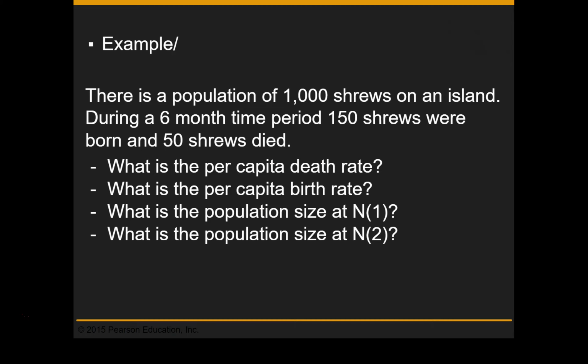So let's look at another example here. There's a population of 1,000 shrews on an island, and shrews have a gestational period of a month typically, but in this case, we're looking at a 6-month period. 150 shrews were born out of this 1,000, and 50 shrews died. So the problem here is, can we calculate the per capita death rate? Can we calculate the per capita birth rate? And what is the population size at day 1? And what is the population size at day 2?